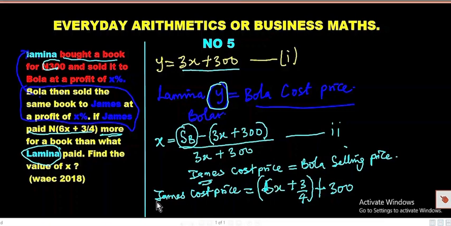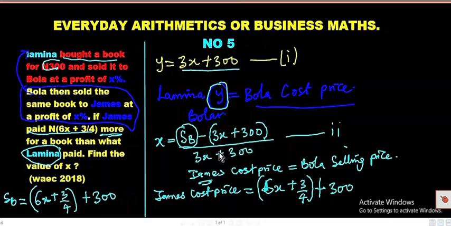And this amount that James paid is sent as the selling price of Bola, which is SB. So what am I going to do? Let me write it there. So SB is going to be equal to 6x plus 3 over 4, everything plus 300. Okay, so this is Bola's selling price.